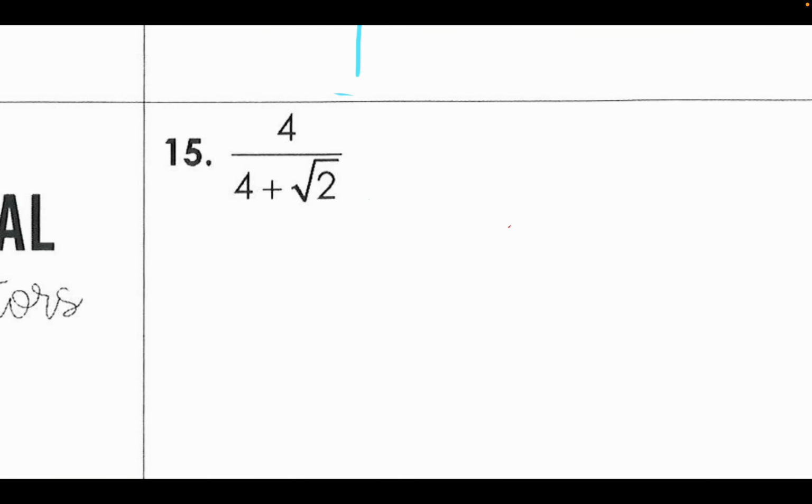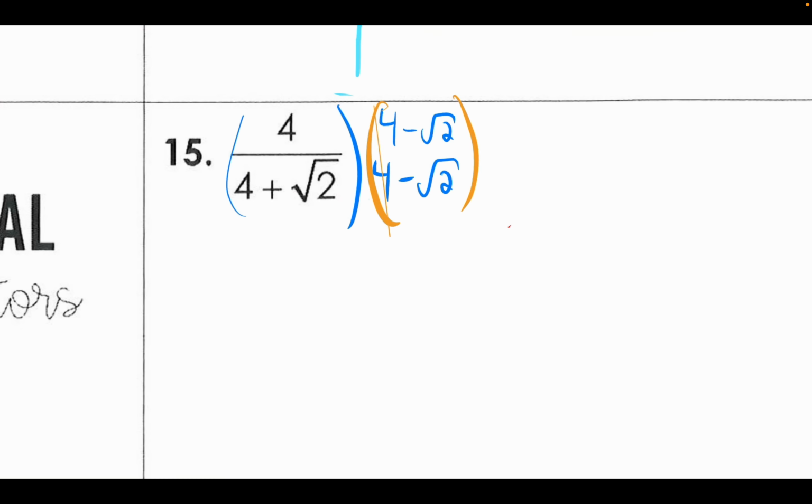So on number 15 here, for example, we're going to multiply the top and bottom by, instead of 4 plus square root 2, by 4 minus square root 2. And if, for example, this had been a negative 4 square root 2, we're going to multiply it by negative 4 minus square root 2, excuse me. So the only thing that changes is the sign in the middle. It becomes the opposite. So now we multiply this on the top and the bottom.